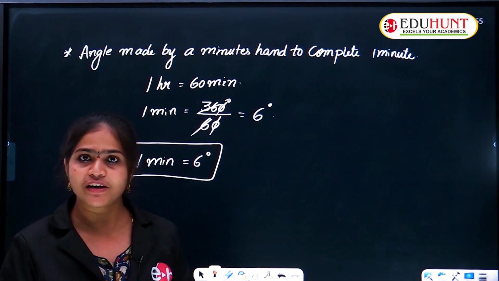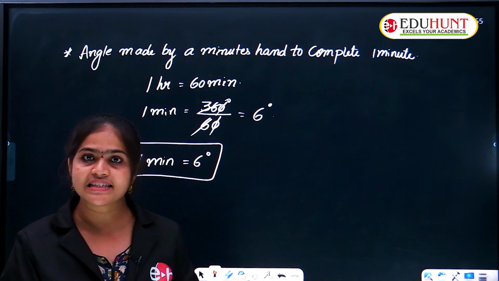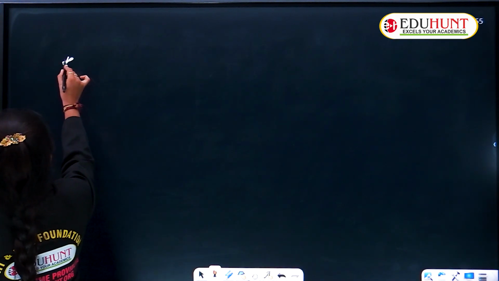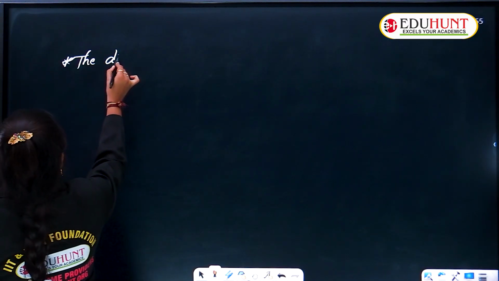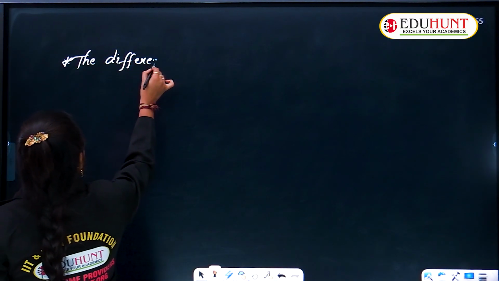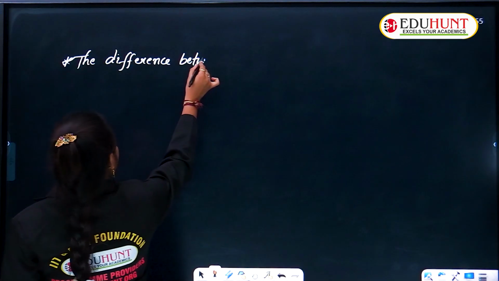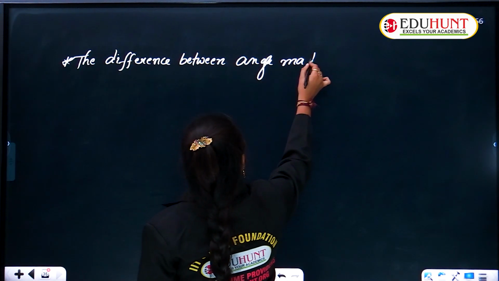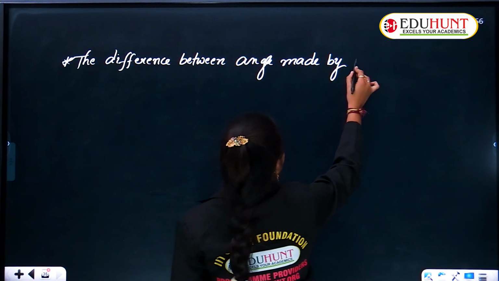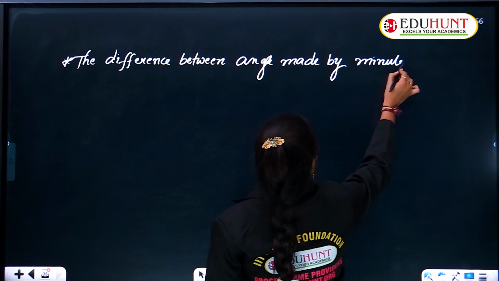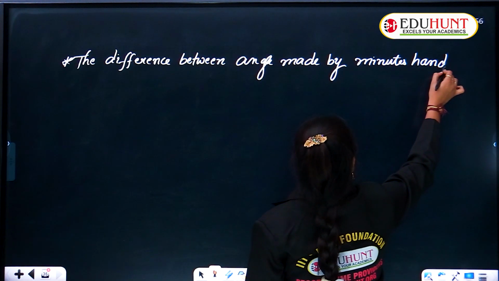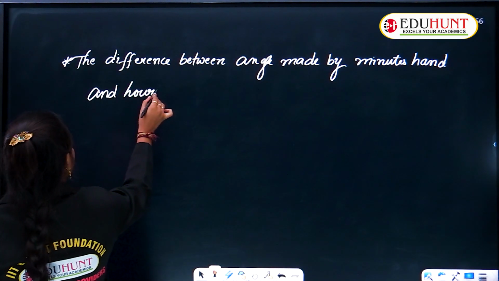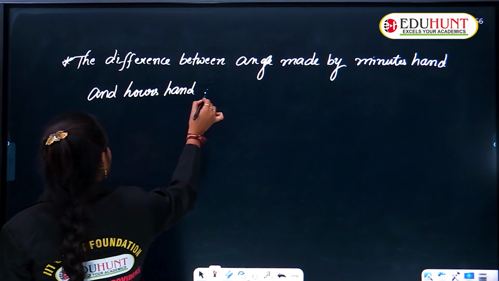Now what is the difference between the hour hand and the minute hand to complete 1 minute? See, the difference between the angle made by the minute hand and the hour hand to complete 1 minute.